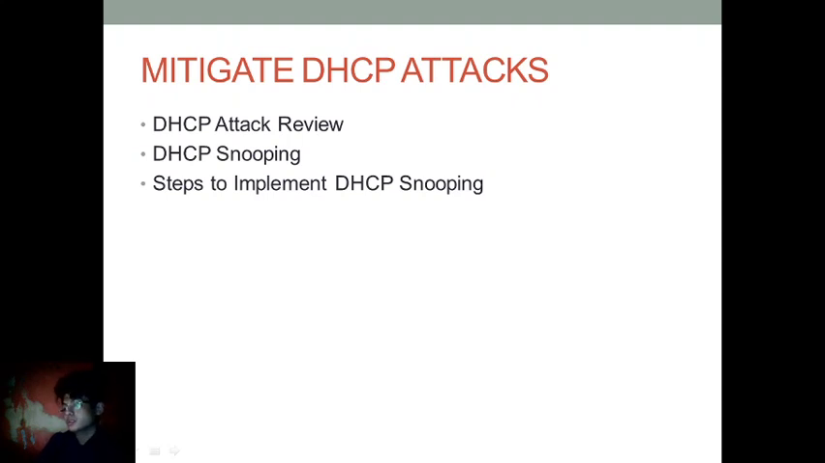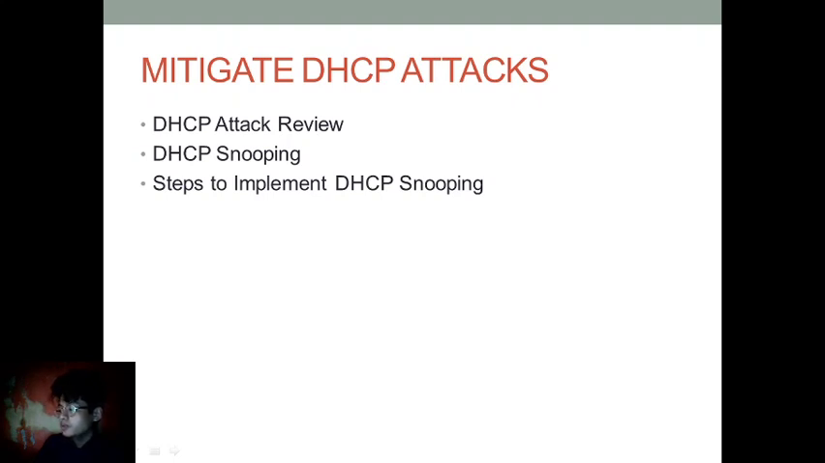Then let's go to the steps to implement DHCP snooping. Step 1. Enable DHCP snooping by using the ip dhcp snooping global configuration command. In the next step, on trusted ports, use the ip dhcp snooping trust interface configuration command.